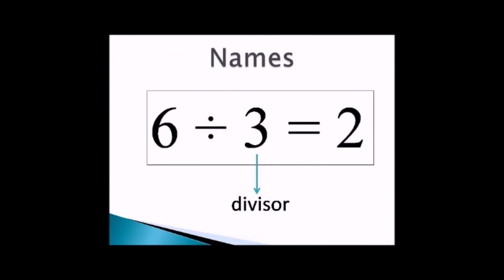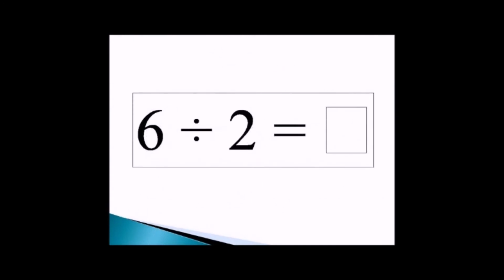Now, let's look at the names of some of the numbers for division. The first one is easy. The divisor is the number you're dividing by. The number you're dividing into would be the dividend. And then the answer you get is called the quotient. So they need to know these names. The divisor is the number you're dividing by, the dividend, the number you're dividing into. The answer you get is the quotient.